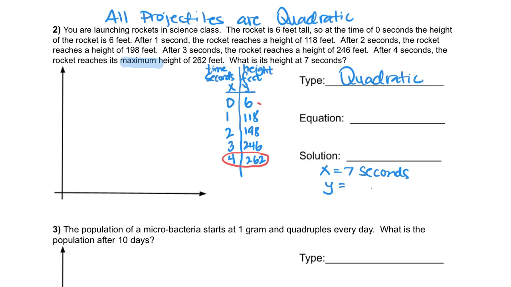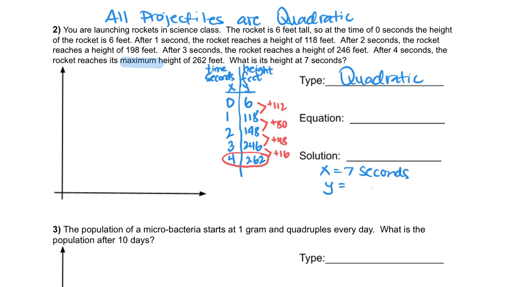And if we subtract 118 and 6, we're going to get that this is increasing by 112. From 118 to 198 is increasing by 80. 198 to 246 is increasing by 48. And 246 to 262 is increasing by 16.